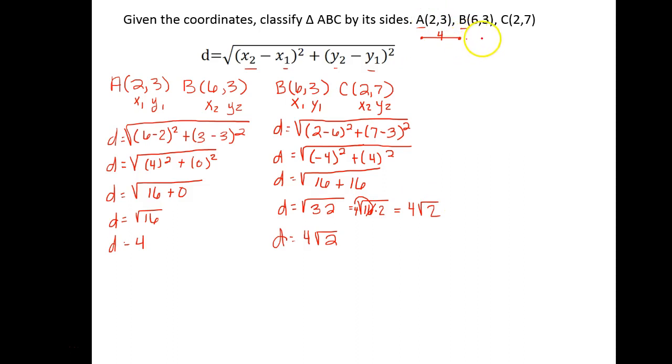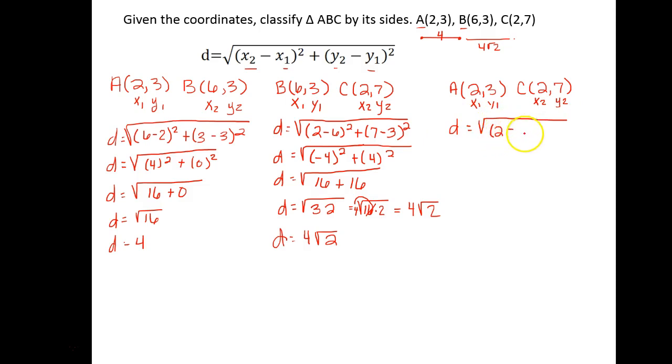All right, last we're going to find the distance. So from B to C, let's write that down. It's 4 root 2. And last, we're going to try to find the distance between A and C. A is (2, 3) and C is (2, 7). Do the same thing. Always label it x1, y1, x2, y2. It just helps to see it.